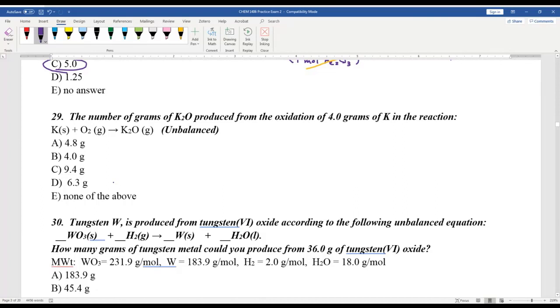So let's go ahead and balance this. How do you balance this? I'll give you a quick minute to balance it because I know that you guys understand how to balance these things pretty well. Once you have an answer, go ahead and raise your hand.